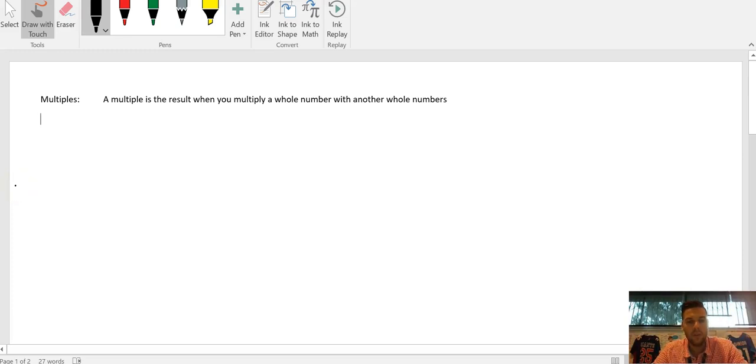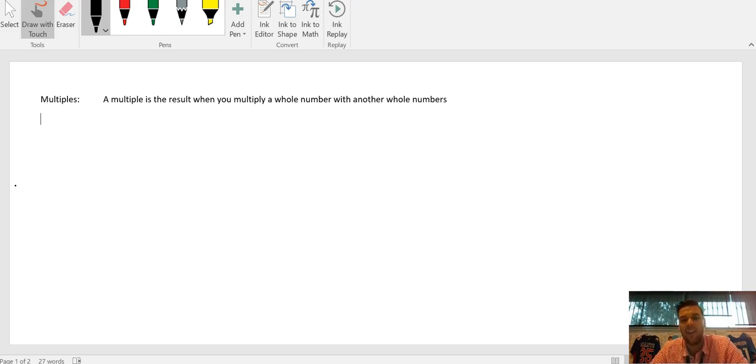Okay, boys, so the other concept we looked at last week was multiples, okay? Now, a multiple is a result when you multiply a whole number with another whole number, okay? Pretty straightforward because you just need to go up in whatever you're multiplying by. It's just somewhat of a pattern.